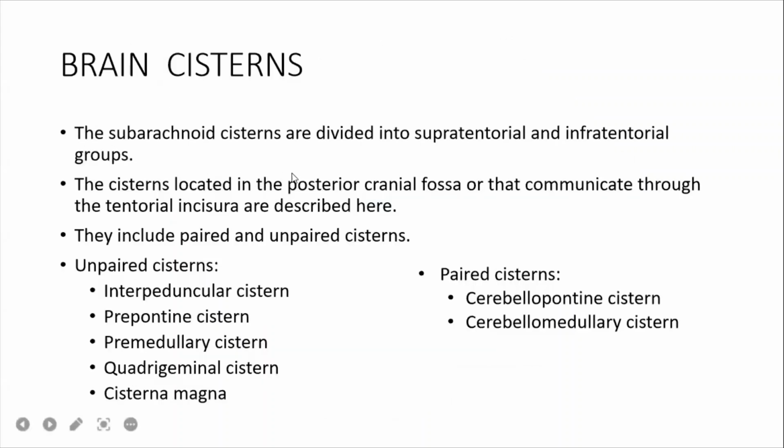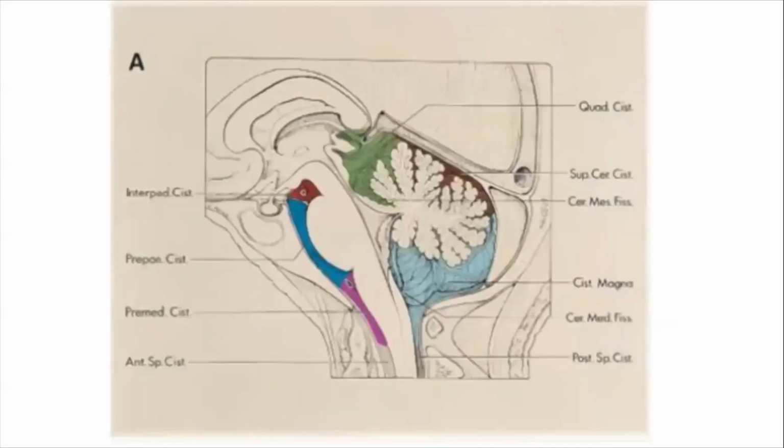The subarachnoid cisterns are divided into supratentorial and infratentorial groups. The cisterns located in the posterior fossa, or that communicate through the tentorial incisura, are described here. They include paired and unpaired cisterns. The unpaired cisterns are the interpeduncular cistern, the prepontine, the premedullary, the quadrigeminal, and the cisterna magna, whereas the paired cisterns are the cerebellopontine and the cerebellomedullary cisterns.